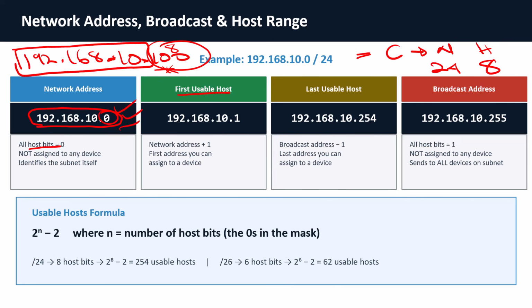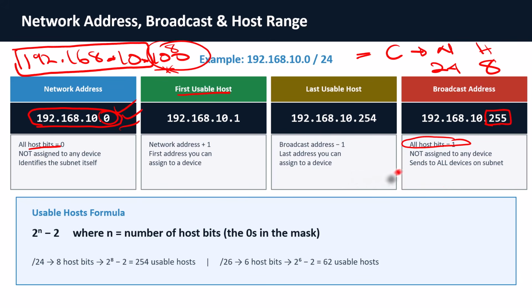And to get our broadcast address, usually all the host bits are 1s, like you can see here. When we were looking at the network address, we said all the host bits are 0s, and with the broadcast, all the host bits are 1s. So that's how we arrive at it.